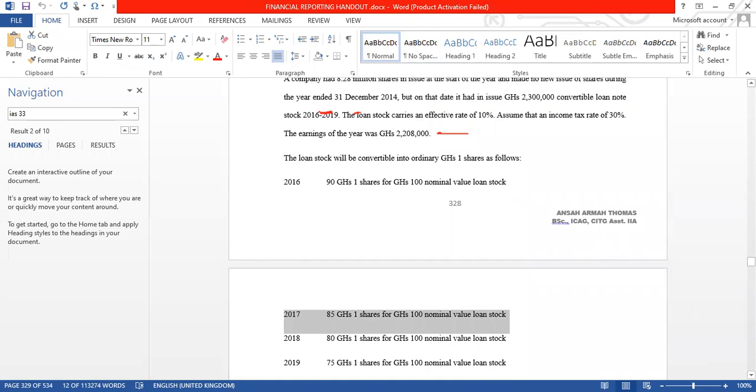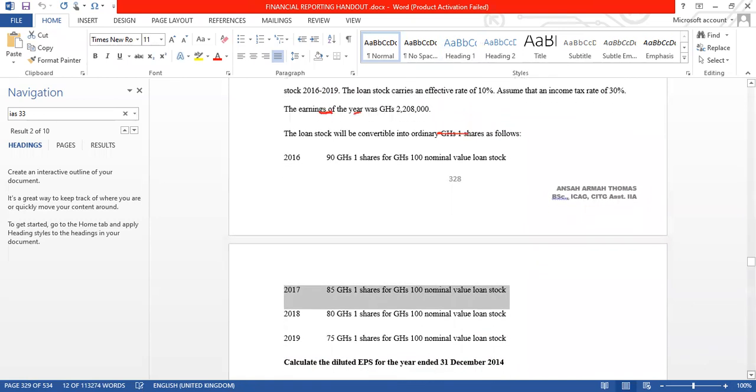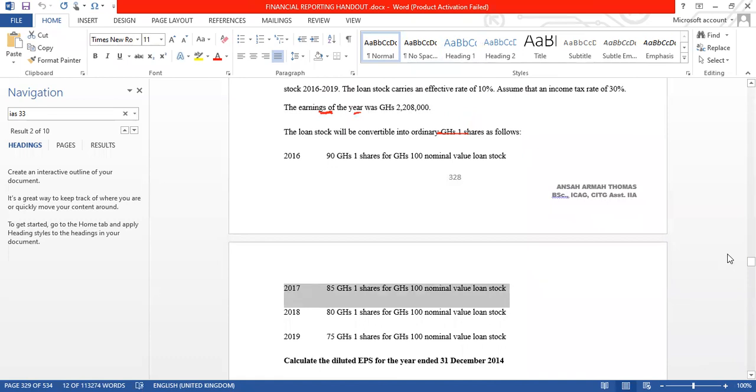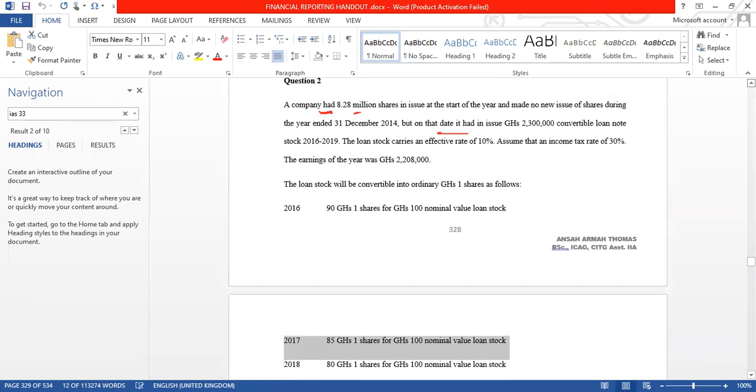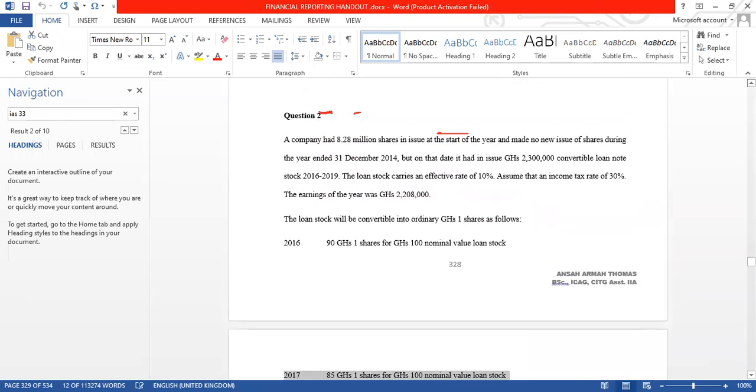So what are our requirements? Very, very important to always. You are supposed to calculate the diluted earnings. You see that already our earnings has been given to us. So we have our basic earnings as 2208.